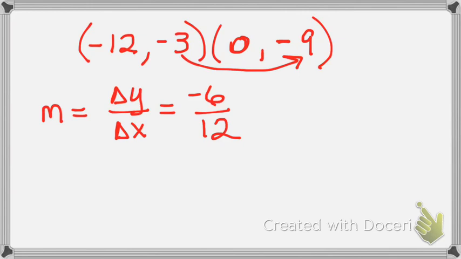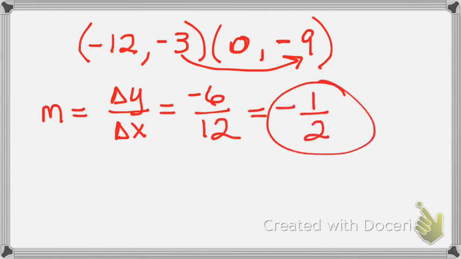Now, I'm not done. This will reduce. We always want to reduce. That gives you what? Negative 1/2. Right, yeah, you could divide. There's several ways to reduce it, but dividing by 6 will give you the right answer right off the bat. Does that make sense? Yeah.